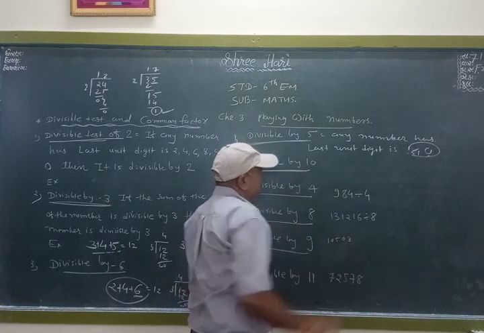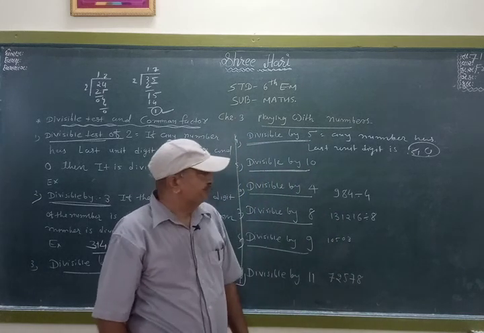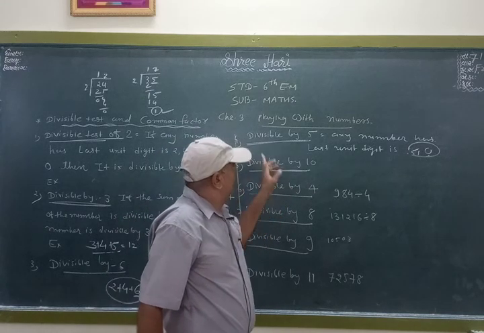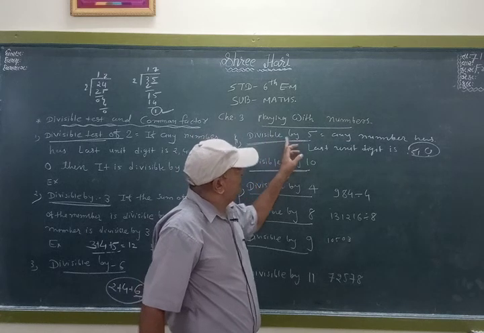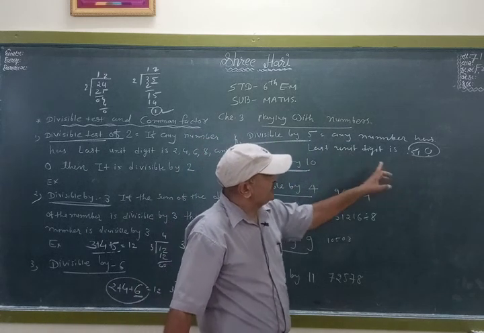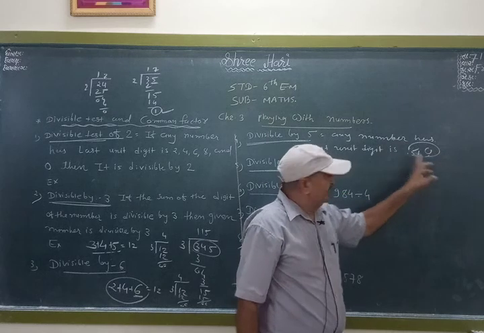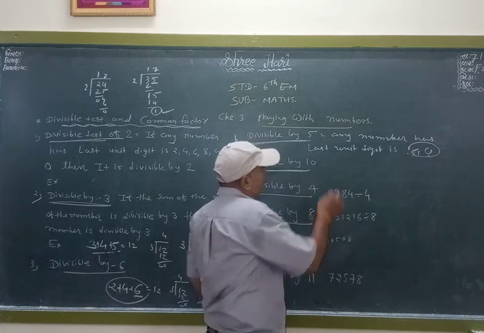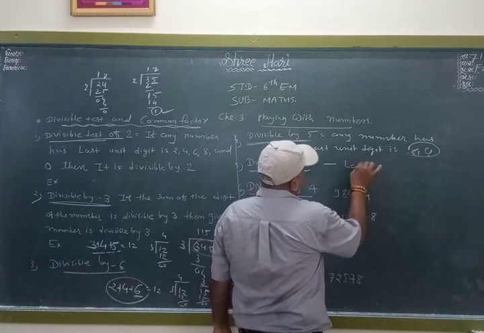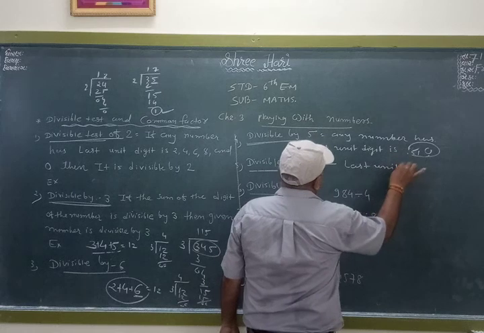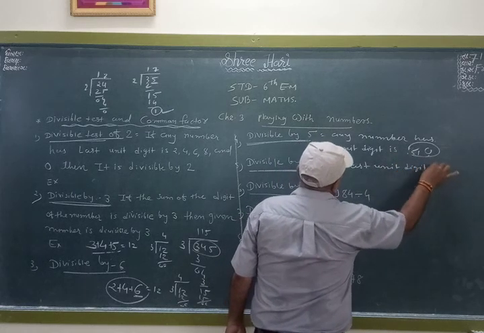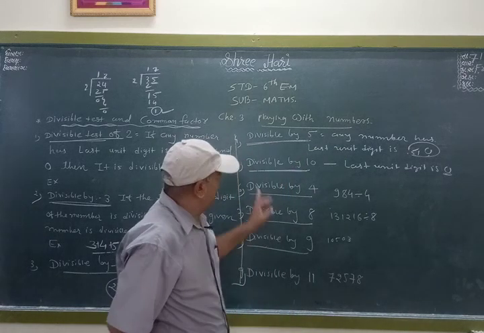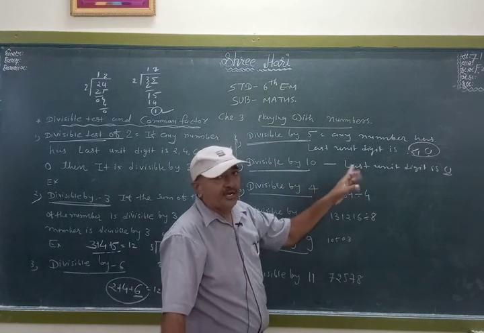Now, the divisibility test of 10. It is also very easy. In the divisibility test of 5, we look at the last digit, 5 or 0. But in the divisibility test of 10, we have to look only at the last unit digit, which is 0. Only 0. Then we can divide this number by 10.